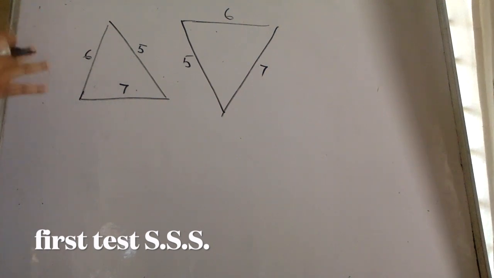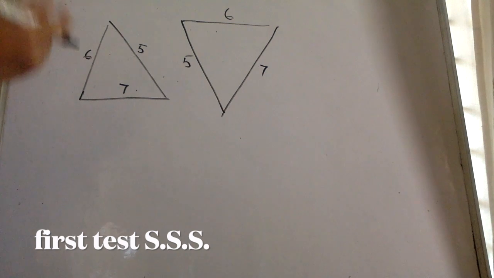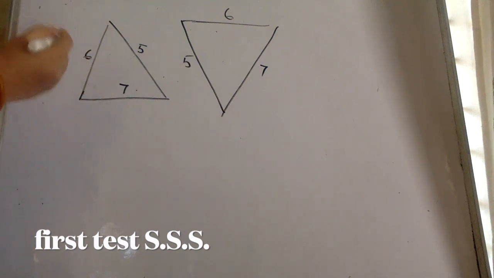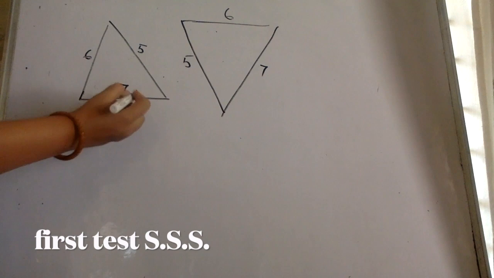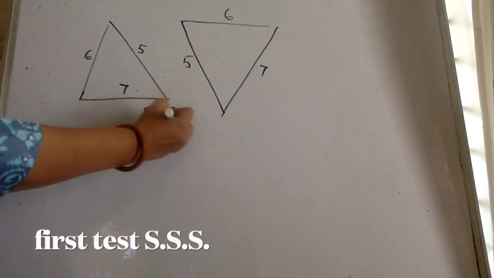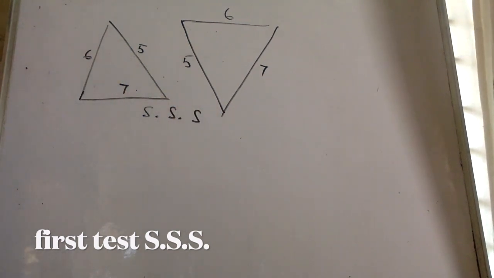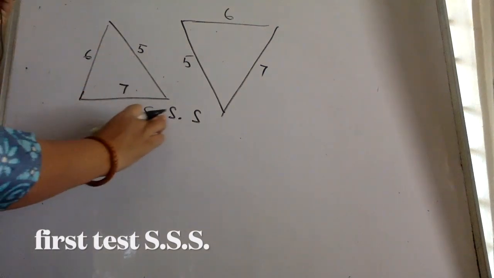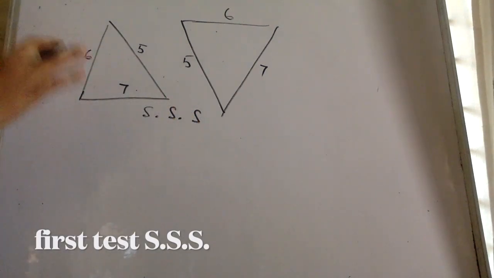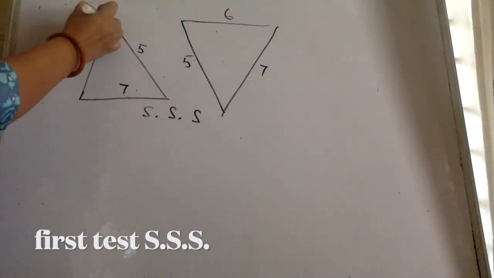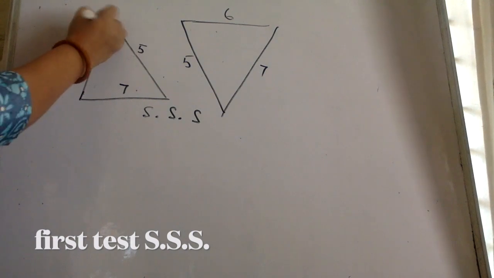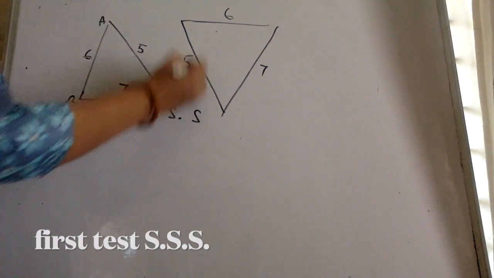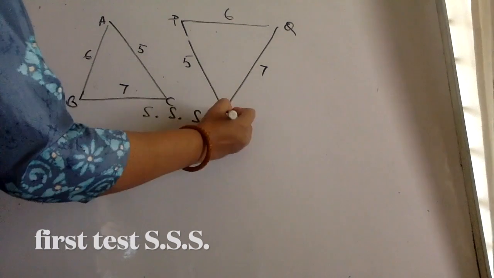This has been proved, and we are only using the results of the tests. Okay, so here this test, when we say that all sides are equal, is called the SSS test. Now what is SSS? Side, side and side. All 3 sides are equal. If you see this, I'll name it A, B, C and P, Q and R.